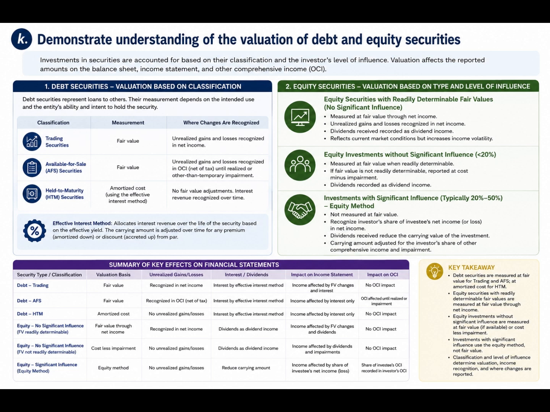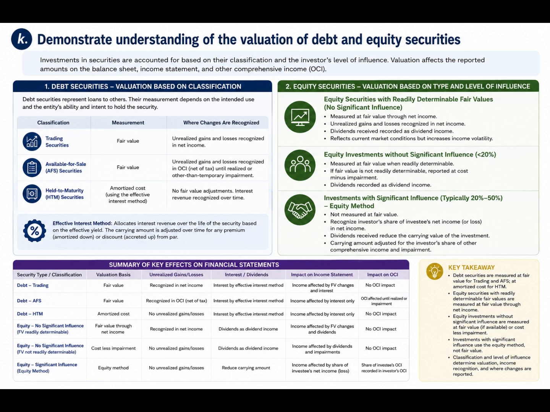Equity securities with readily determinable fair values are generally measured at fair value through net income. Unrealized gains and losses are recognized directly in earnings. Dividends received are recorded as dividend income. This approach increases income volatility but reflects current market conditions.